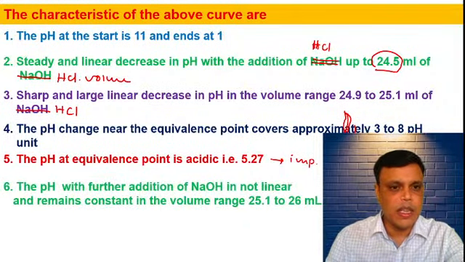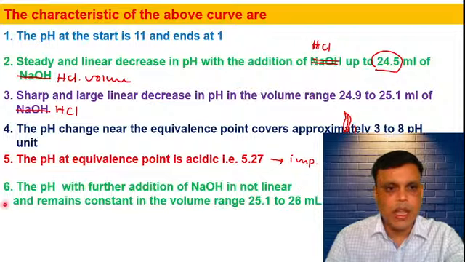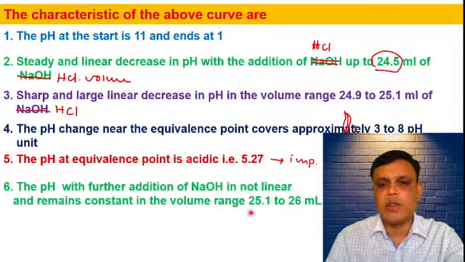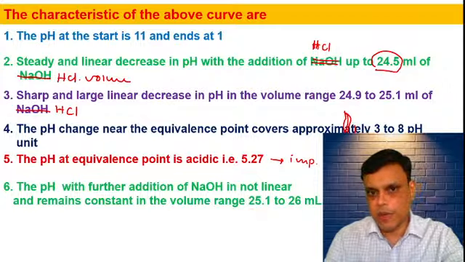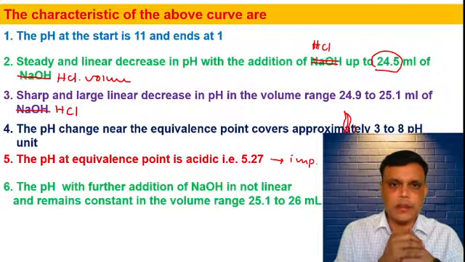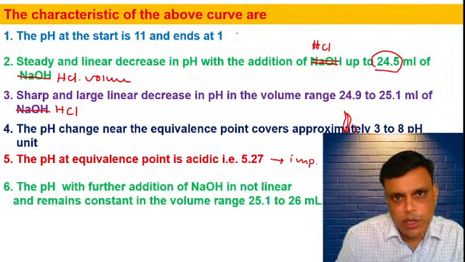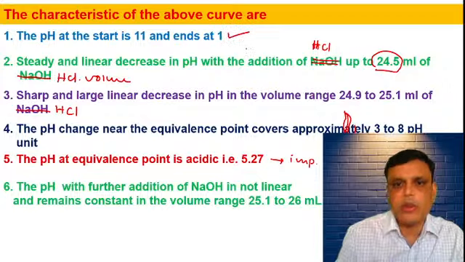Then the next point is that the pH with further addition of HCl is not linear and remains nearly constant in the volume range 25.1 to 26 ml. So these are some characteristics. Out of these characteristics, these three are very important. The first one is also very important.